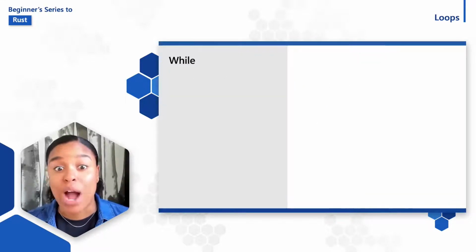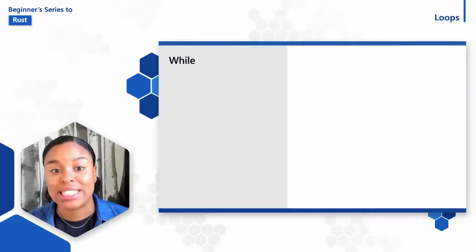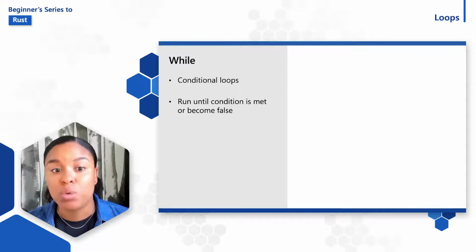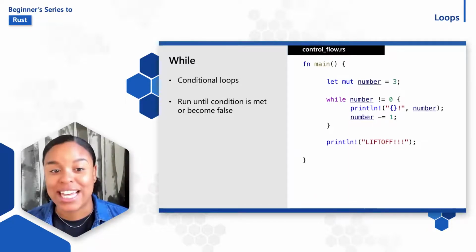Next, let's talk about while loops. While loops are referred to as conditional loops. While the condition they specify is true, the loop will run continuously. When the condition is met or becomes false, the program exits the loop, stops, and continues with the program. A simple while loop looks like this.